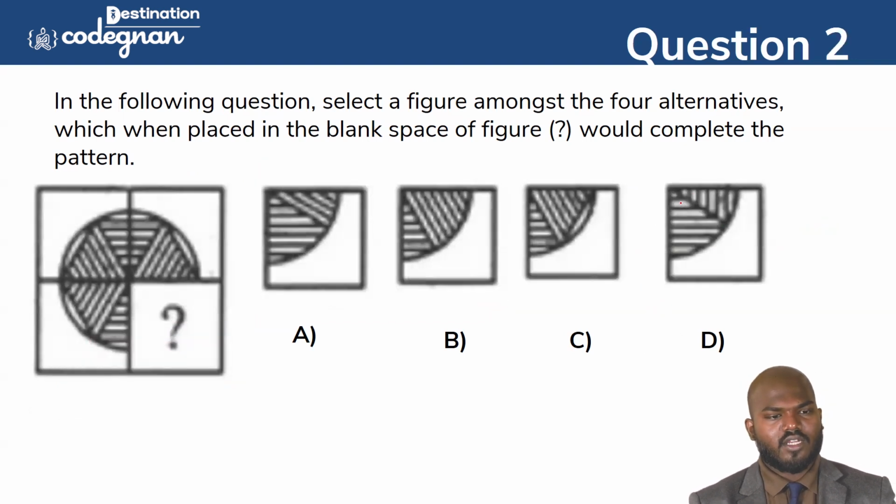Going with the next question. In the following question, select the figure amongst the 4 alternatives which, when placed in the blank space of the figure, would complete the pattern. How can we identify the pattern of this one? You see we have the circle. Here also we have the circle. It will complete the remaining portions here. But you need to check.